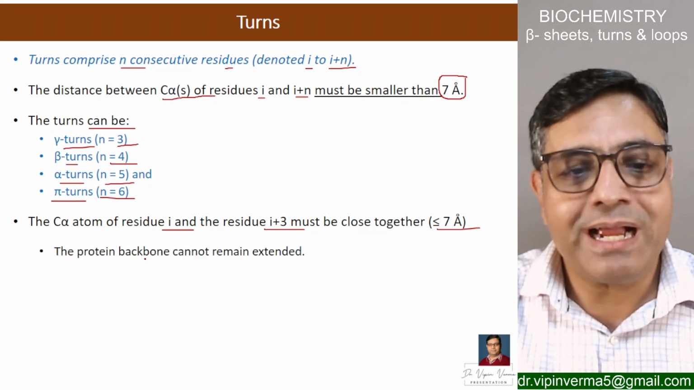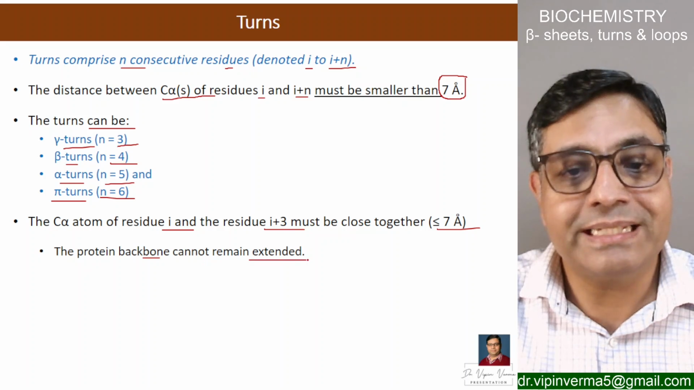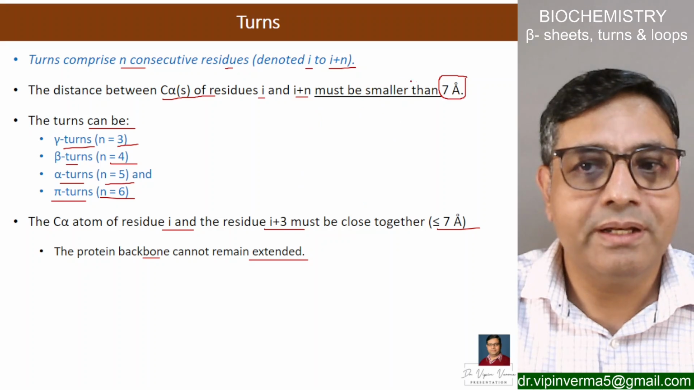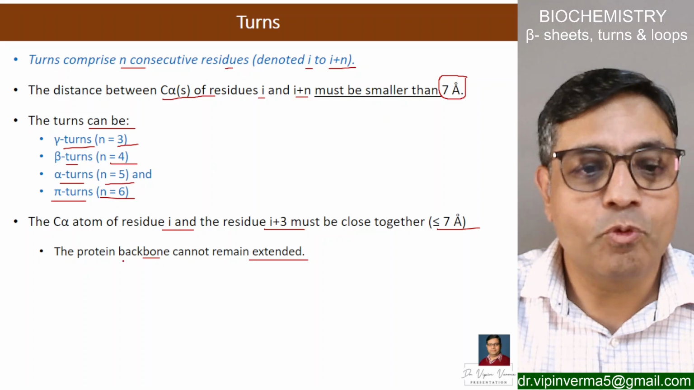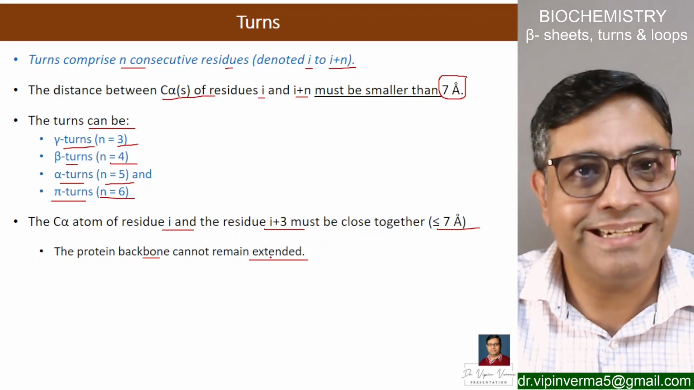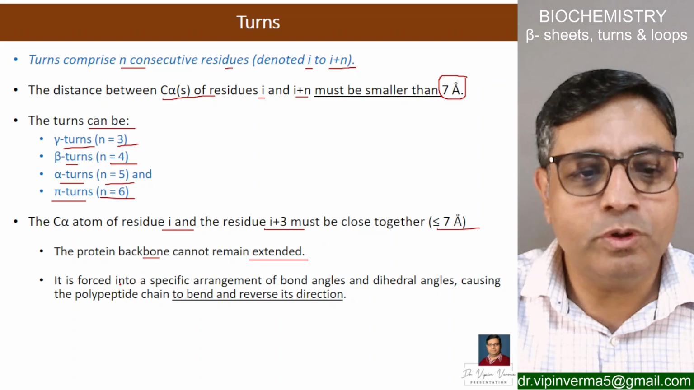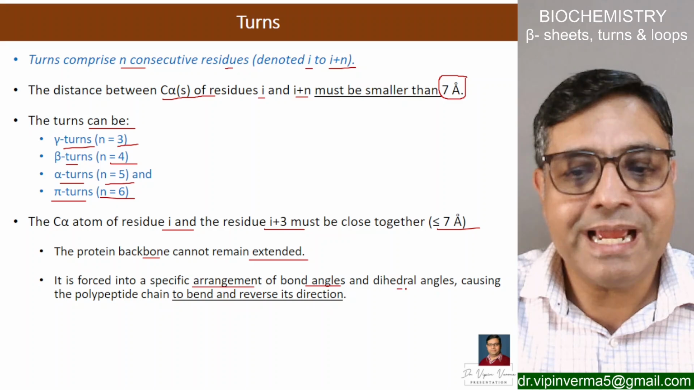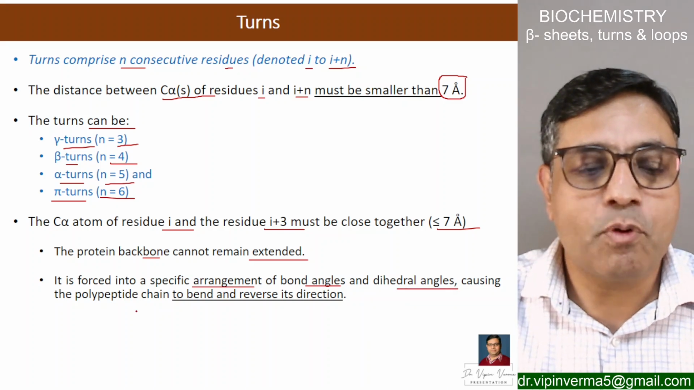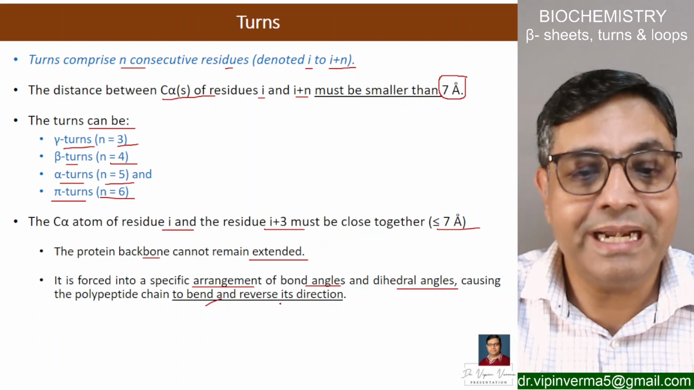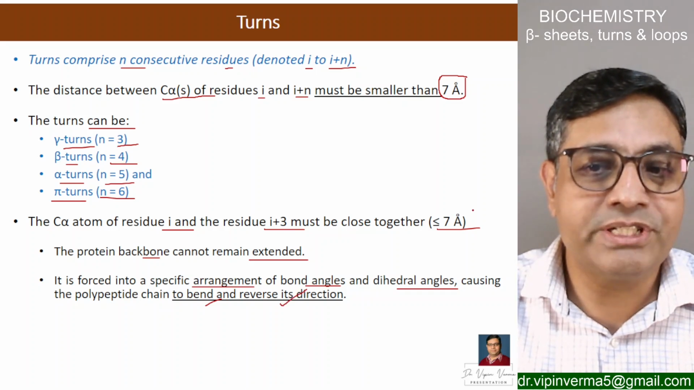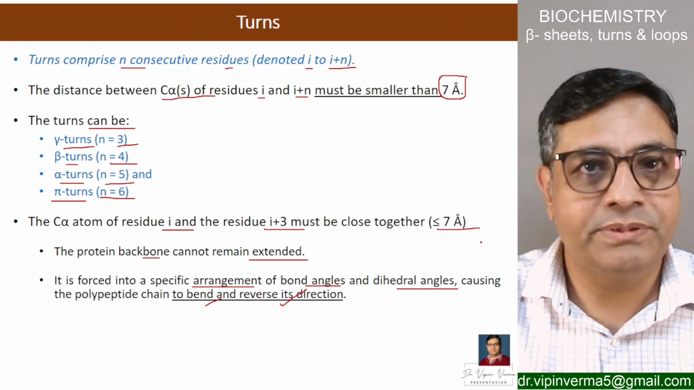The protein backbone cannot remain extended. As I told you, we will see how this small distance can cause such features. So it is forced into a specific arrangement of bond angles and dihedral angles, causing the polypeptide chain to bend and reverse its direction. Why is it happening? Because we have a constraint of 7 angstroms here.